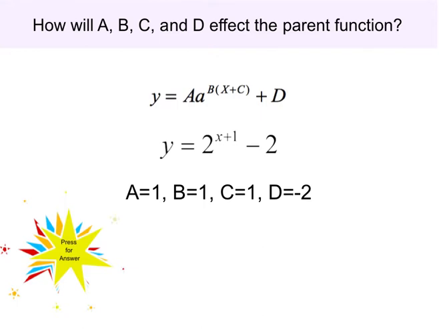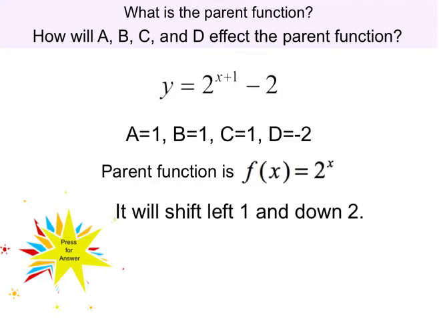The next thing I want you to consider is how A, B, C, and D will affect the parent graph. Press pause, and when you're ready to see the answer, press play. Okay, so A is 1, B is 1. It will not stretch, shrink, reflect vertically or horizontally. It will move to the left, and it will move down.